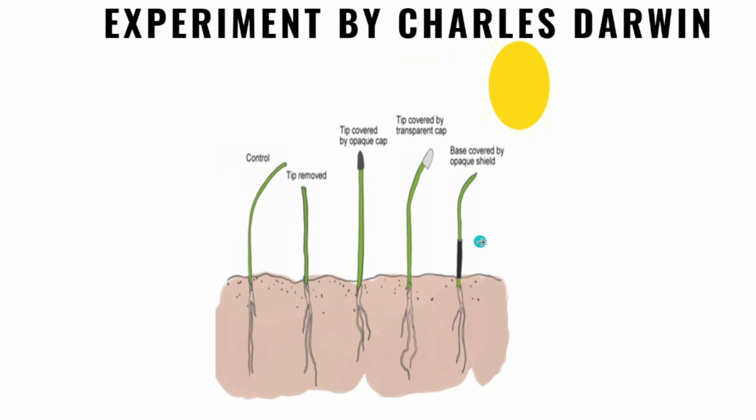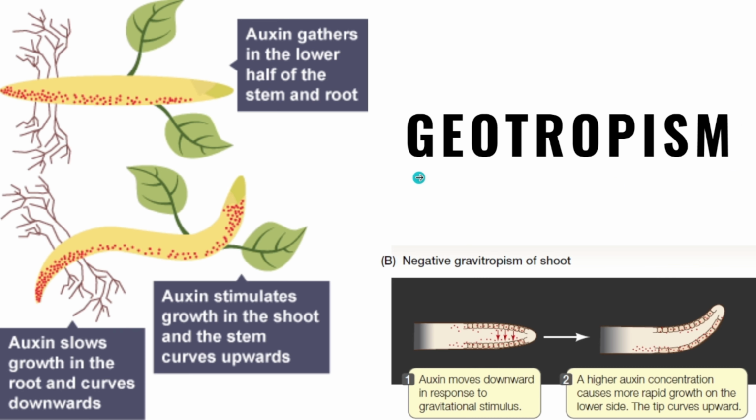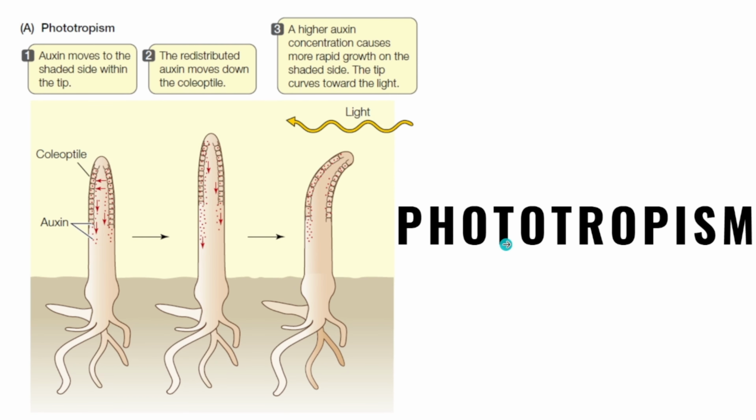So this experiment concludes that auxin is secreted at the meristematic tips of the shoot, and that auxin also has this kind of negative geotropism on the shoot, and positive phototropism on the shoot.